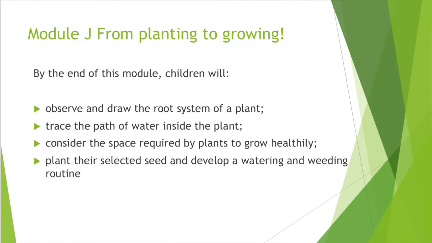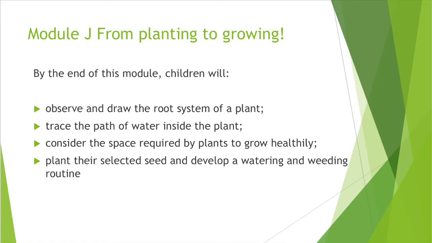Welcome to Module J in our Garden School's educational programme, From Planting to Growing. Through this module, learners will have the opportunity to engage with a number of activities, including observing and drawing the root system of a plant, tracing the path of water inside a plant, considering the space required by plants to grow healthily, and ongoing care via watering and weeding.